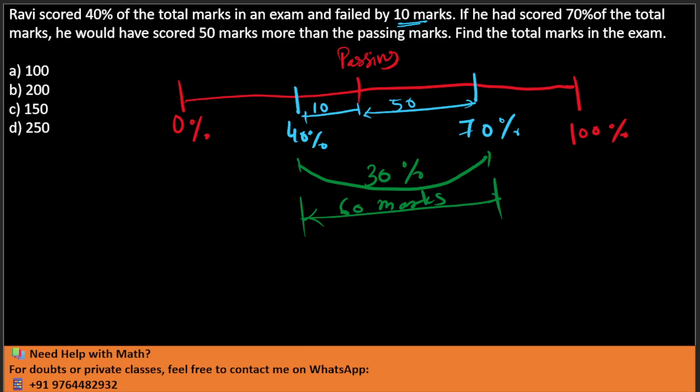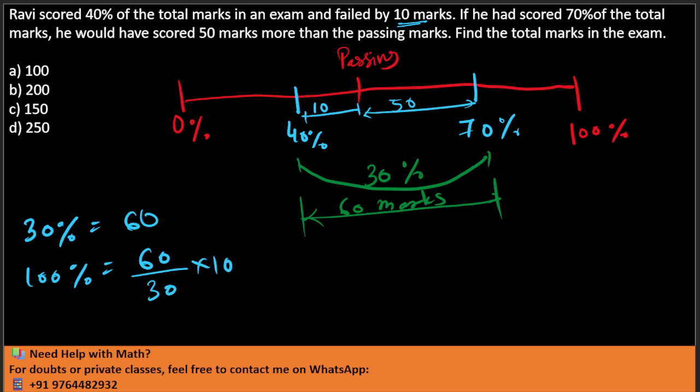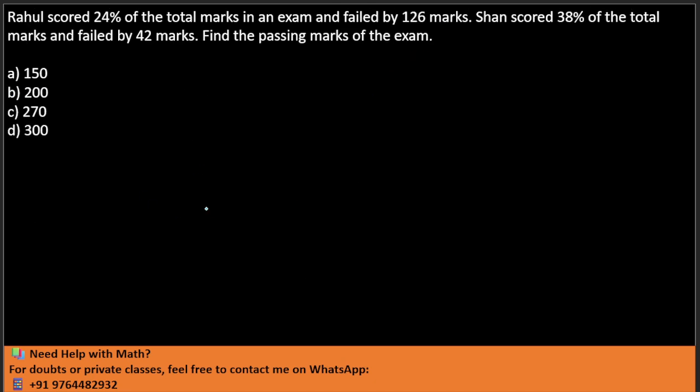So 30% is equal to how much marks? 60 marks. Therefore for 100%, I can say it will be 60 divided by 30 multiplied by 100. All right, 2 times, and it equals 200. And 100% is the maximum marks or the total marks, you can say. We have been asked the total marks only, so option number B. All right, okay, let's move to the second question.